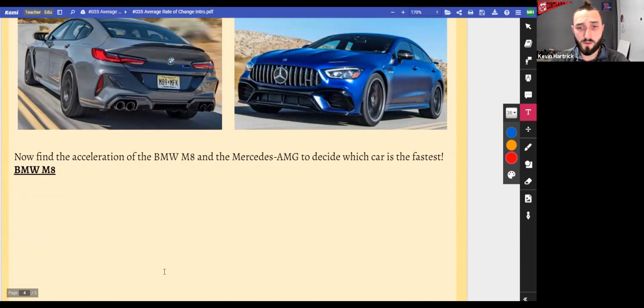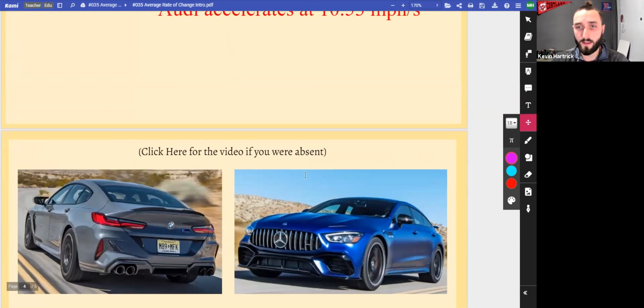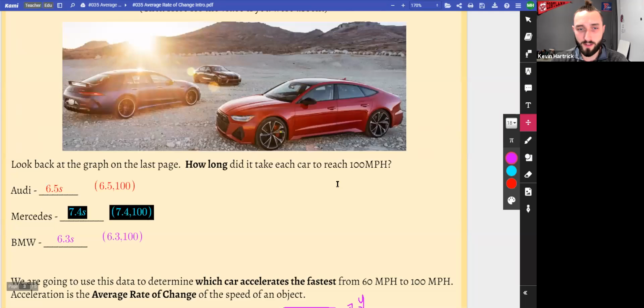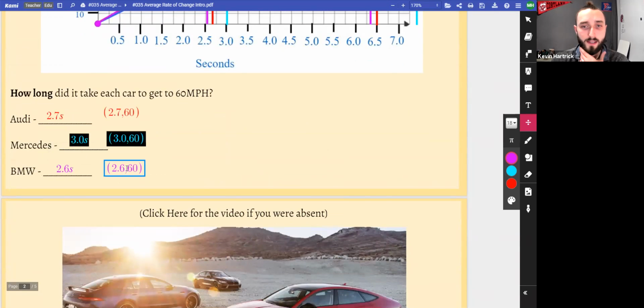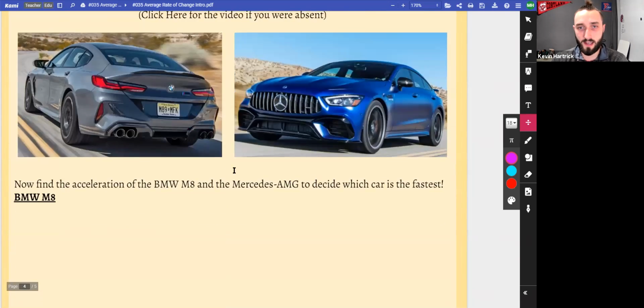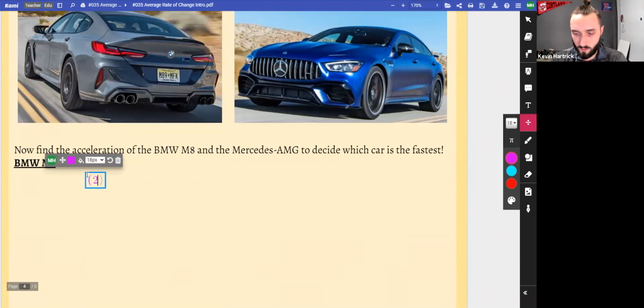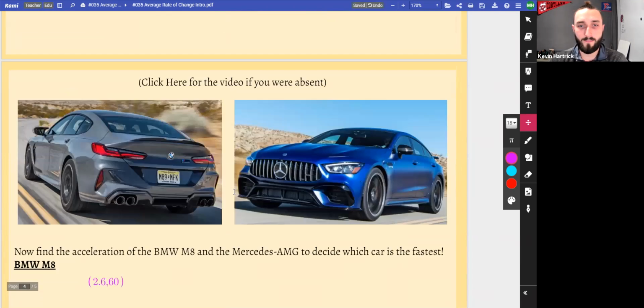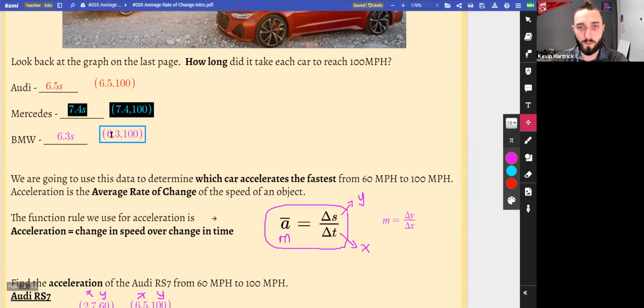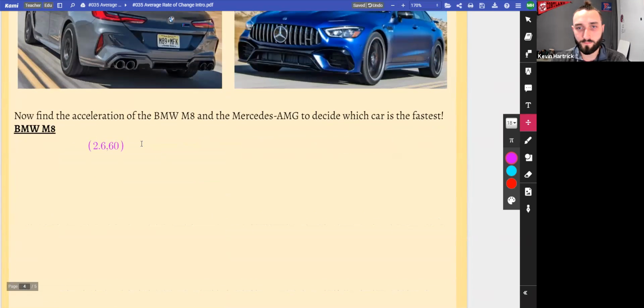All right. So first of all, I'm going to find their data points, and that's going to make it easier to put it into the formula, just like we did previously. So let's start with the 60 miles per hour. So that's 2.660. 2.660 was the first data point, and then the next one for BMW was 6.300. And again, it's always good to label your X and your Y so you can remind yourself which one goes where in the formula.